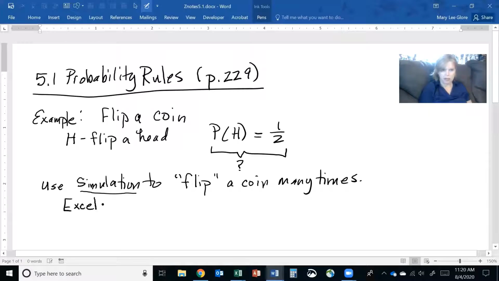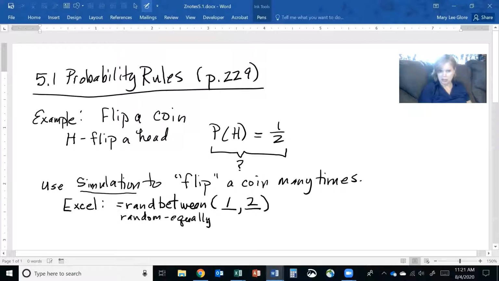There is a formula in Excel called RANDBETWEEN. If you type in the function RANDBETWEEN, you can put the minimum and the maximum number that you want. So flip a coin, I either want a head or a tail. I have to pick numbers when you do simulation, so I'm going to call 1 a head and 2 a tail. And every time I calculate this function, it'll either give me a 1 or a 2. Because this is random, 1 or 2 are going to be equally likely. So everything in that list will be equally likely to come out.